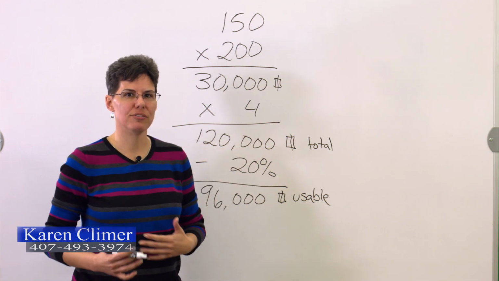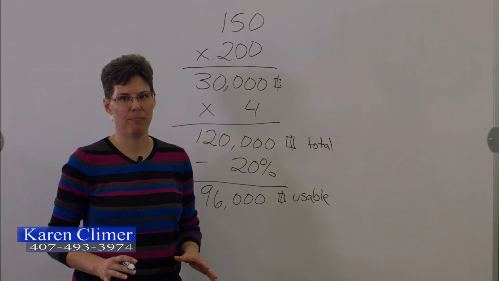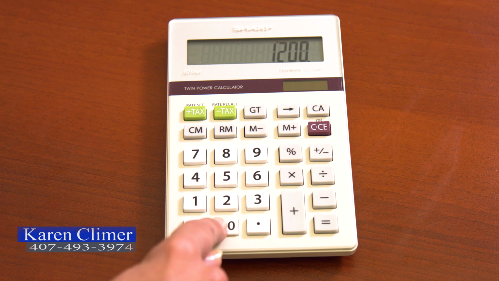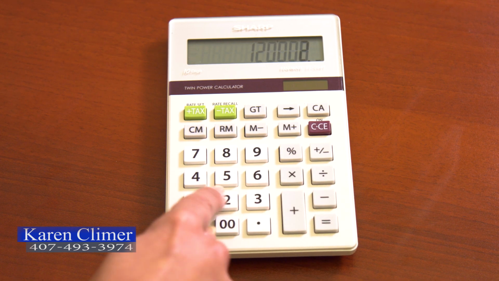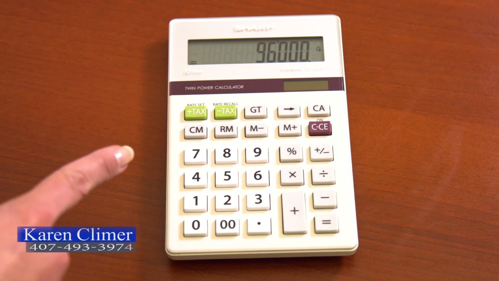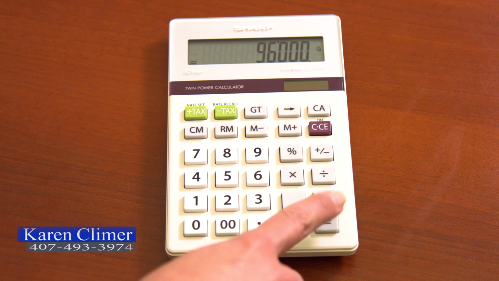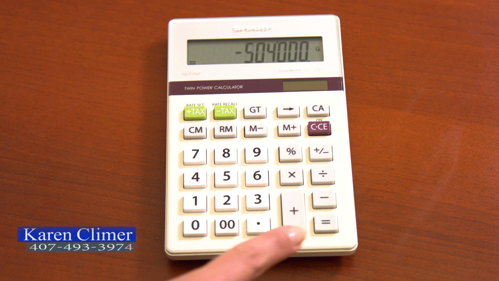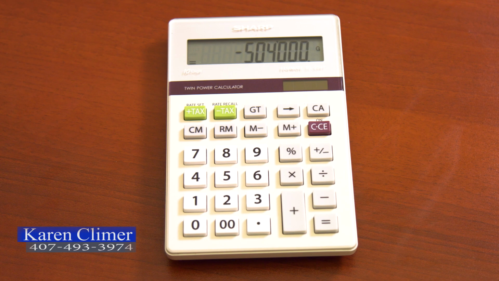On some calculators you have to do 120,000 minus 20% equals. On other calculators, if you press the equal sign, that messes it up. So this is how I do it in my calculator: 120,000 minus 20% sign, and you get 96,000. So figure out how your calculator works if you want to use that method.